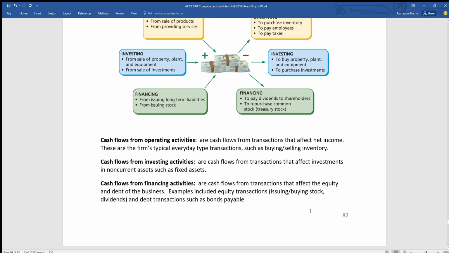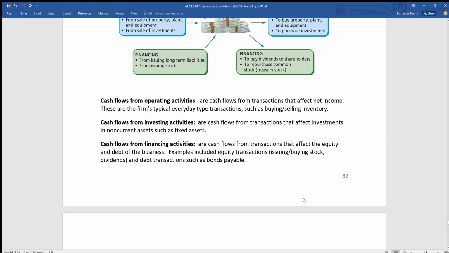And we're going to get you the basic definitions. So, cash flows from operating activities are any cash flows that basically affect net income. Okay? They're going to only affect net income, really. There are typical everyday type transactions, such as buying and selling inventory, as their example again. But again, it's basically what we do every day. How does our cash move? Do we increase or decrease?